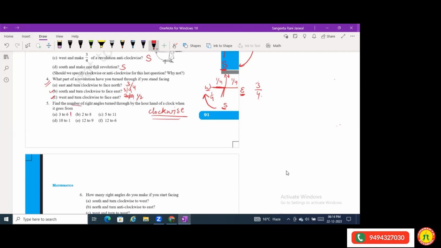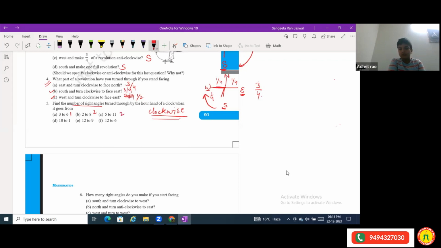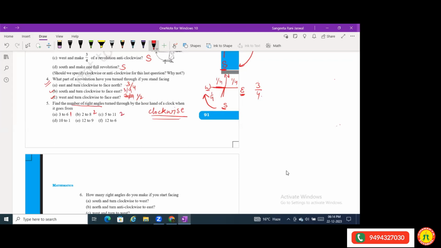Number of right angles you have to say. Now 2 to 8 will be? Ma'am, 2 right angles. Okay. Now Adrit will tell me the next. 5 to 11, Adrit. How many right angles? Ma'am, 2 right angles. Good. Now 10 to 1 is? Ma'am, 1. 10 to 1 is how many right angles?